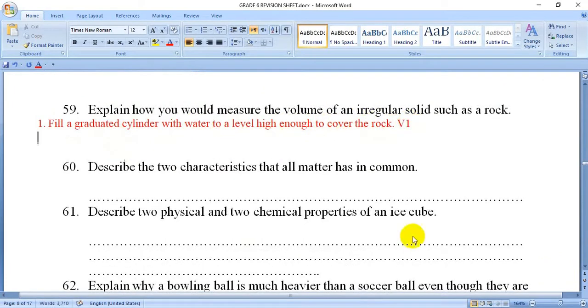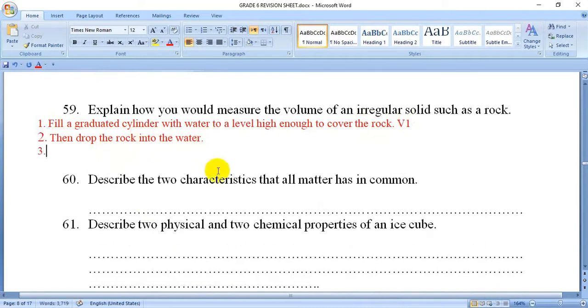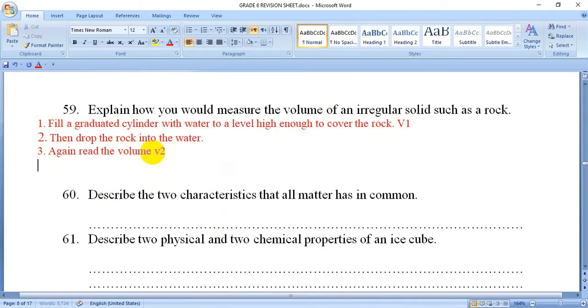Then, drop the rock into the water. Number 3, again read the volume after adding the rock, and this will be V2, volume 2. Number 4, subtract volume 2 minus volume 1: volume 2 after adding the rock minus volume 1 before we add the rock.